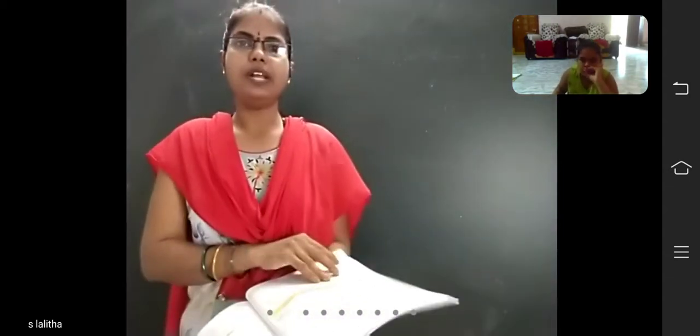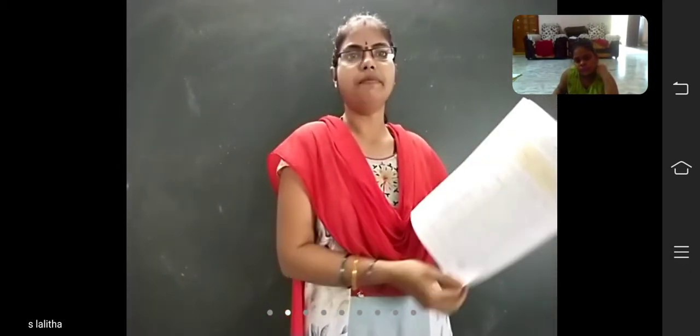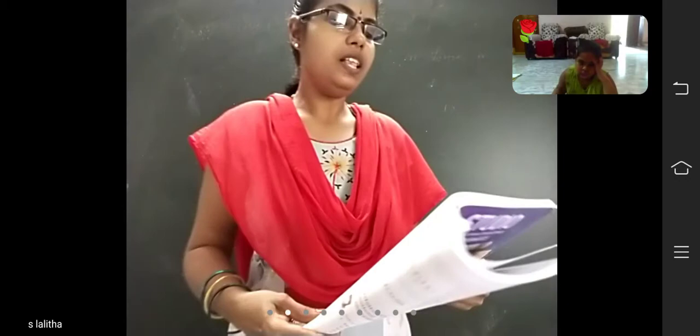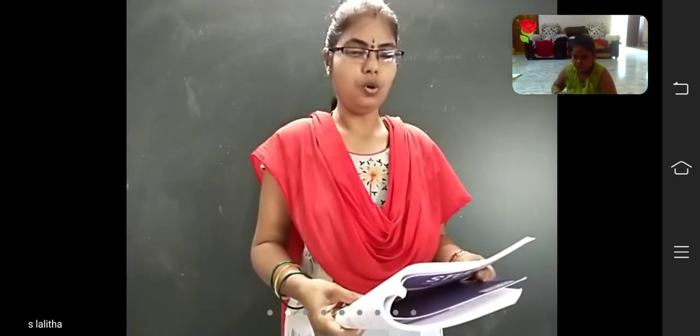See page number 48, children. So we have completed up to 47 now. This number name. Next, page number 48. Figure 3 shows the comparison between the Indian and the international system of numeration.